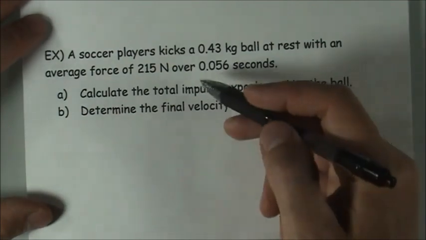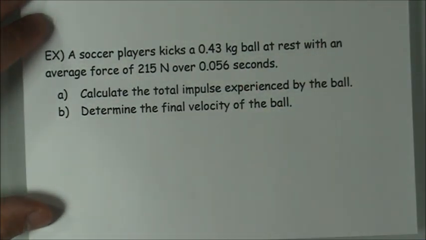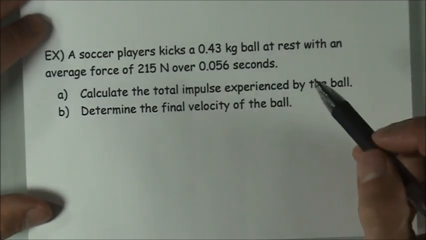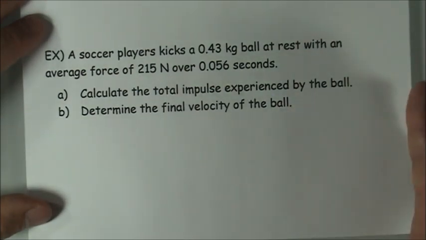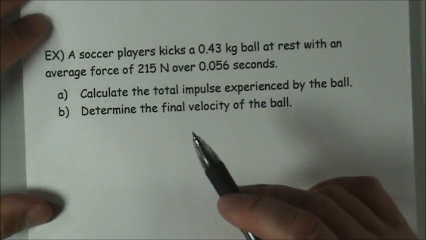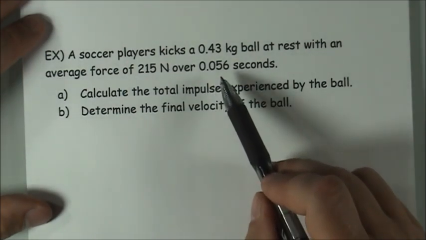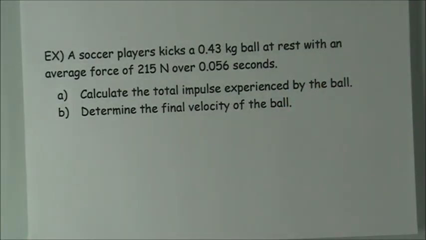In this case, I'm just going to start reading the question and pulling out some of the given information. The soccer player kicks the 0.4 kilogram ball, which is the mass of a typical soccer ball, initially at rest, with an average force of 215 newtons. It's a pretty fair amount of force, but just to remind you, the weight of an average soccer player is probably around 700 or 800, maybe 900 newtons. And it was over 0.056 seconds.